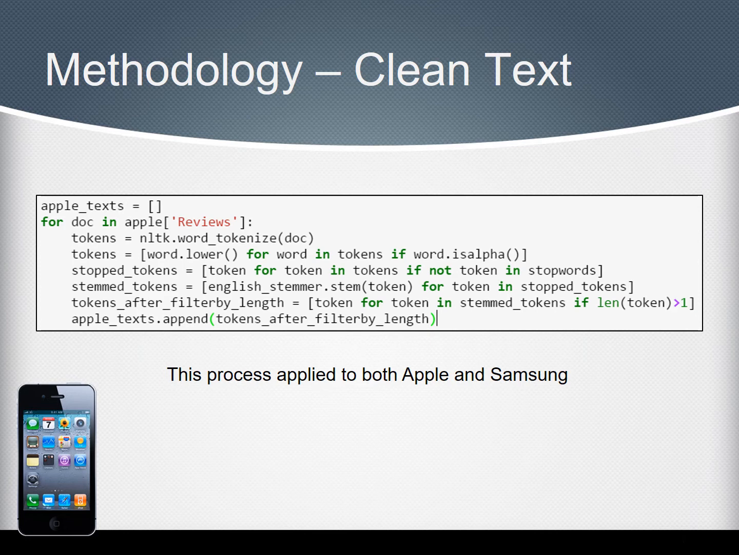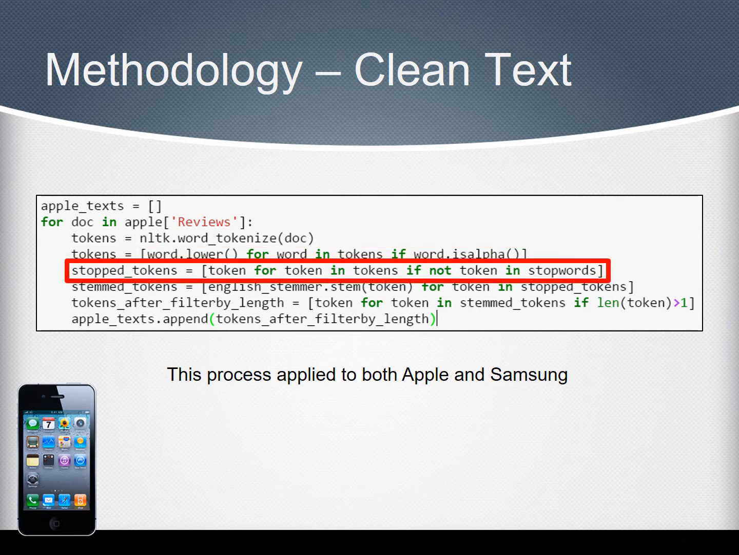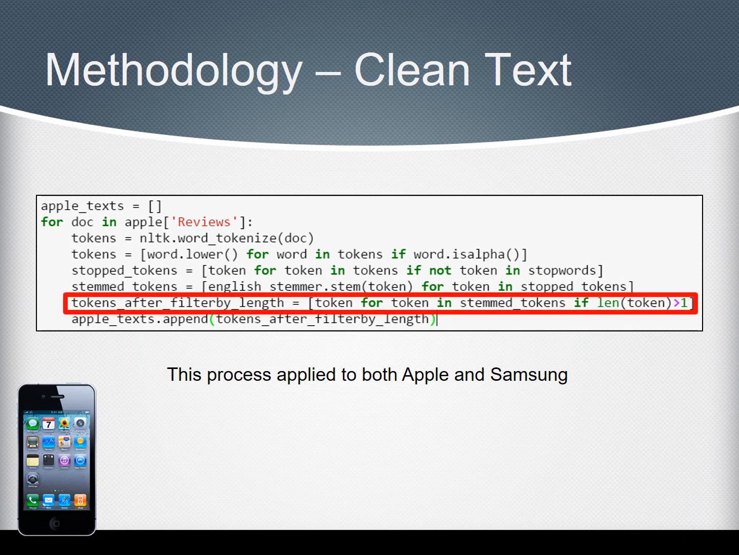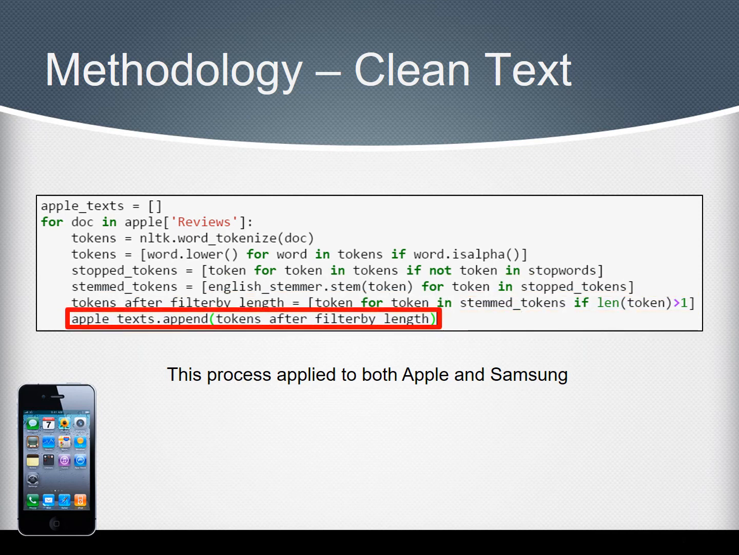For both Apple and Samsung sub-datasets, we used the same operators. We use tokenize to split text into individual words. We lowercase the text. Also, we use isalpha to filter out the words that are not alphabetic. Then we filtered the stop words. We use stemming to transform individual words into their stems, and we set the word length to be more than 1. We append to the text list.